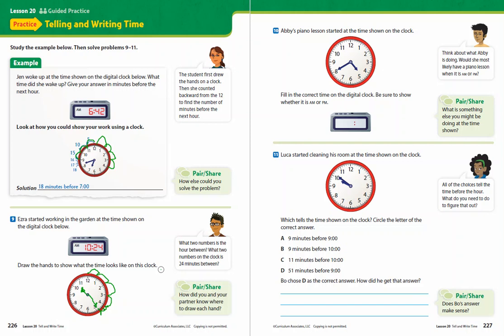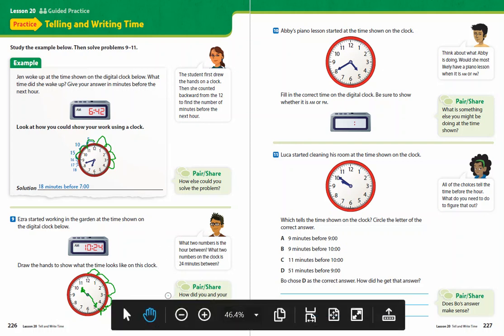All right, so let's move on to number 10. Abby's piano lesson started at the time shown on the clock. Fill in the correct time on the digital clock. Be sure to show whether it is AM or PM. So, one thing that we need to look at here is let's decide what hour it is first.